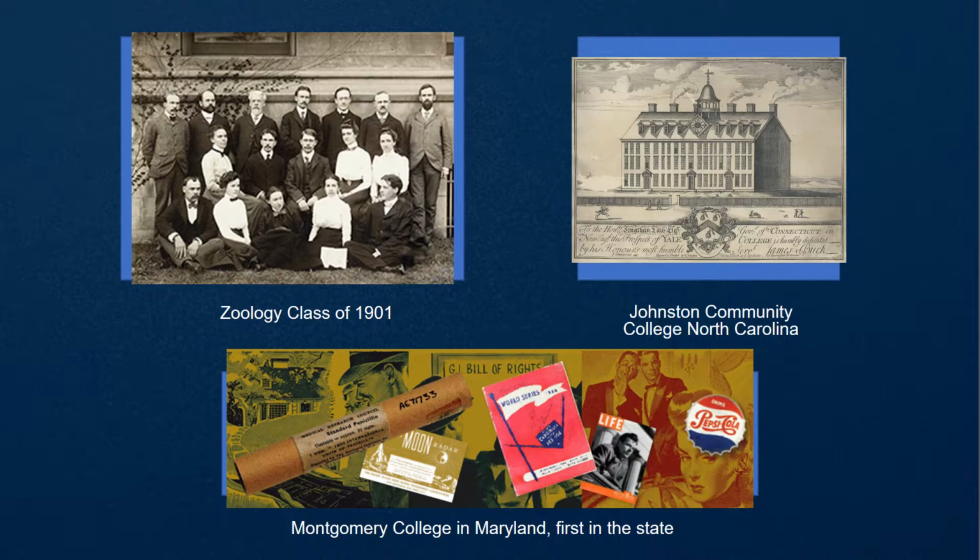Here's an image of Johnson Community College, and we include it because this was not limited to Chicago and the North, but all over the country, community colleges were appearing. And finally, an image of Montgomery College, which was called then Montgomery Community College, and it was the first community college in the state of Maryland.